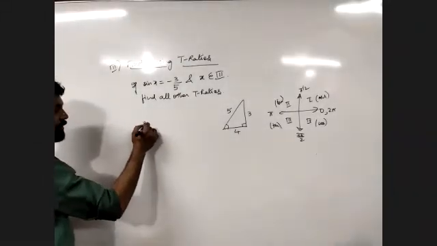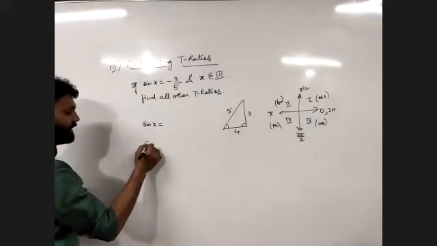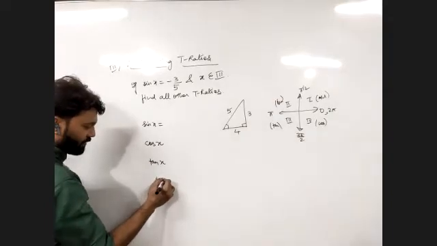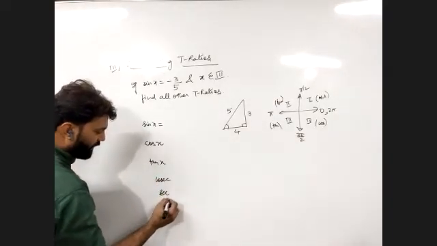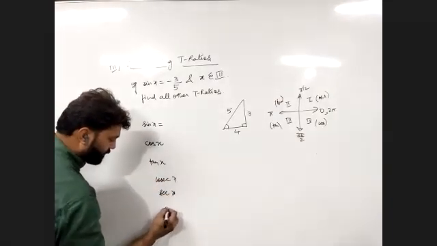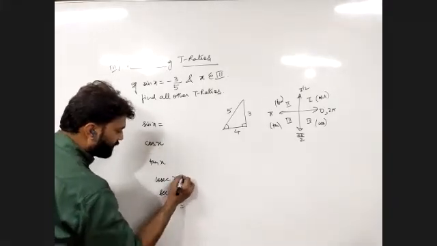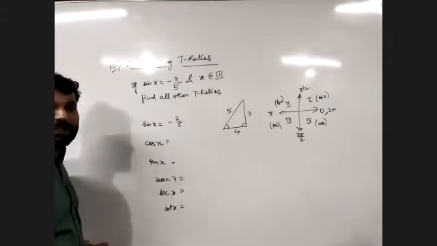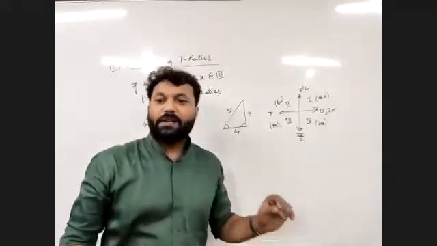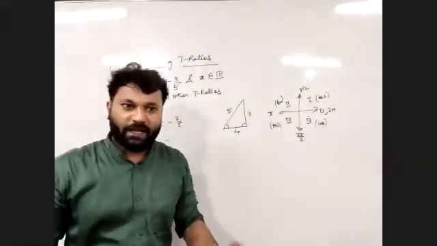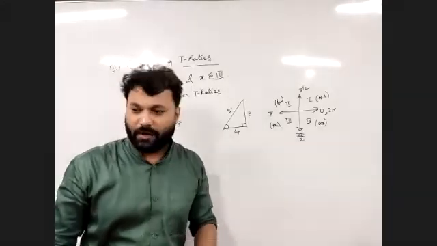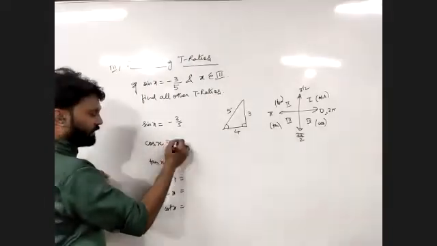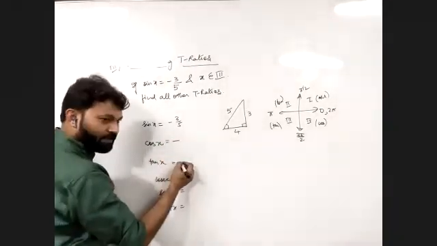Now we need to find out all other t ratios starting with sin x only: sin, cos, tan, then cosec, sec, and cot. Watch out carefully. Sin was already given as minus 3 upon 5. The only thing that we now need to do is to take care of the sign according to the quadrant. The quadrant is third. In the third quadrant, cos is negative, tan is positive.